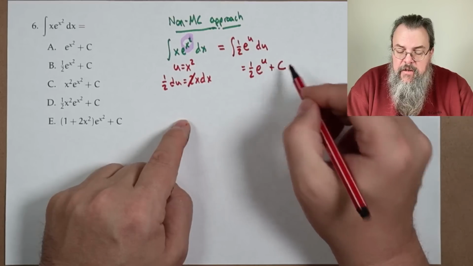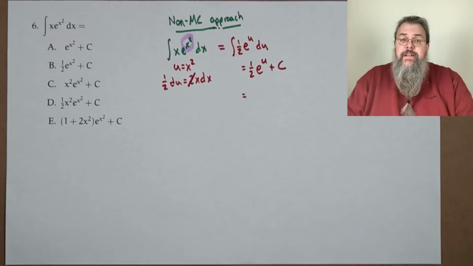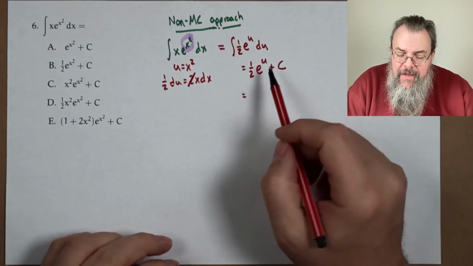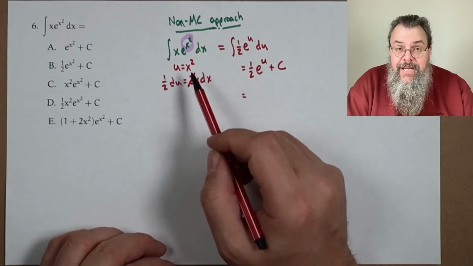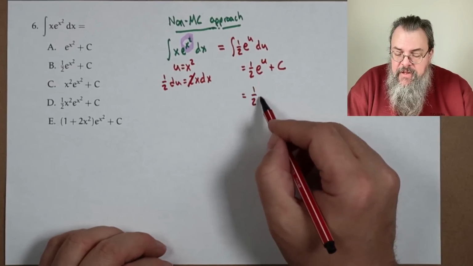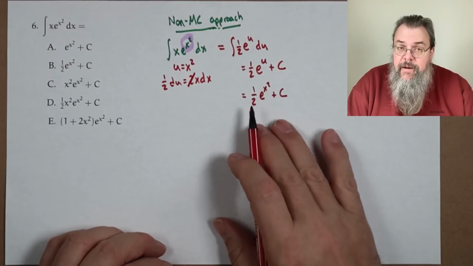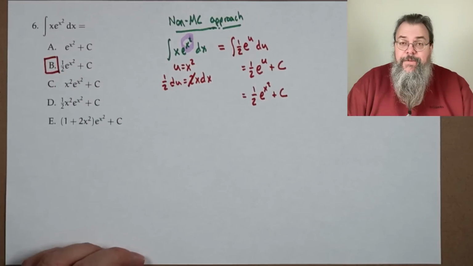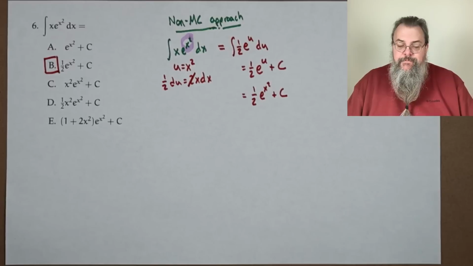Don't forget you tack on a constant. And also don't forget when you do a substitution and it's an indefinite integral, you have to go back to where you started. We can't leave our answer in terms of u. We have to go back to where we began. We started with x's. We have to end with x's. So 1/2 e to the x squared plus c. So, all right, is that an option? Well, there it is. B, 1/2 e to the x squared plus c. And we're done. Okay, now, that's if it's not multiple choice.